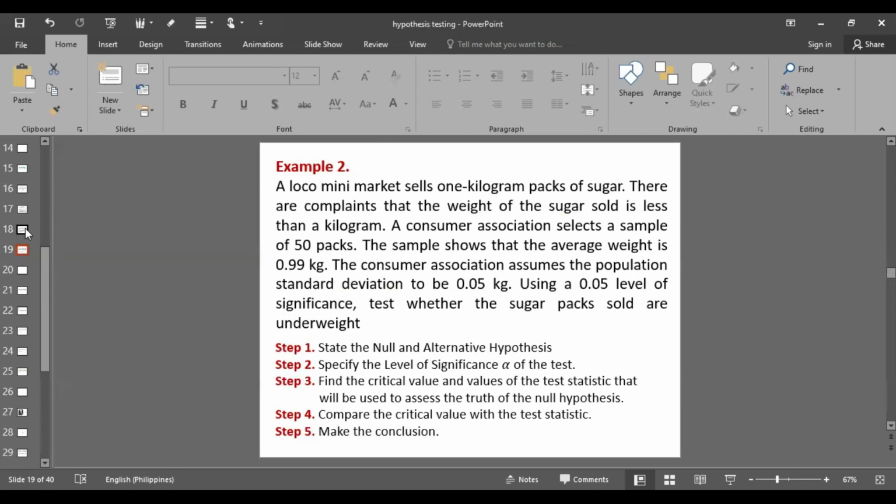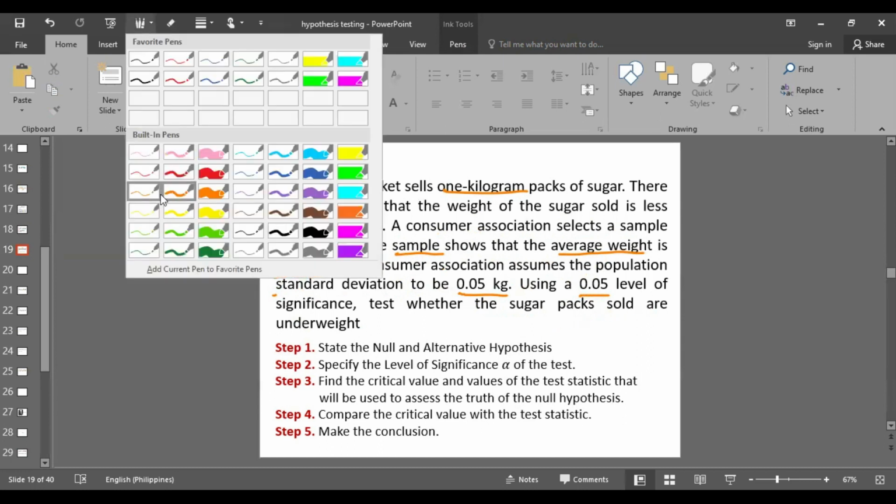A local mini market sells 1 kilogram packs of sugar. There are complaints that the weight of the sugar sold is less than a kilogram. A consumer association selects a sample of 50 packs, and the sample shows that the average weight is 0.99 kilograms only. The consumer association assumes the population standard deviation to be 0.05 kilograms. Using a 0.05 level of significance, test whether the sugar packs sold are underweight.